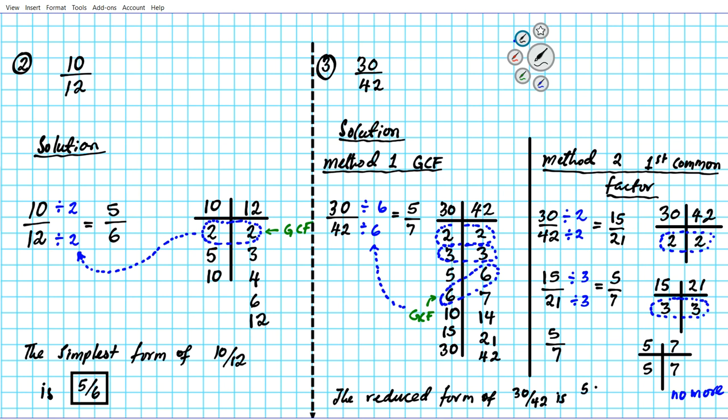So ladies and gentlemen, which method do you prefer? Do you prefer the greatest common factor method, one and done, or do you prefer using smaller common factors? Whichever one shows up first, you use it to do a partial reduction until you're done. Let us know which one you prefer in the comment section below and tell us why you prefer the method of your selection.